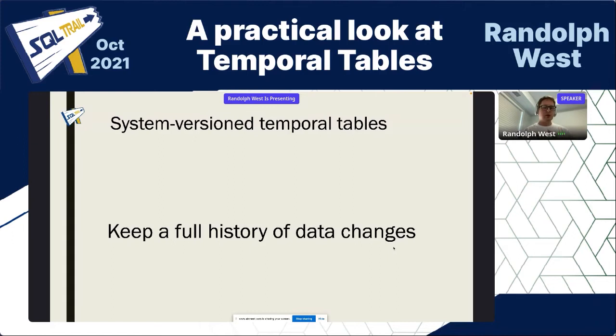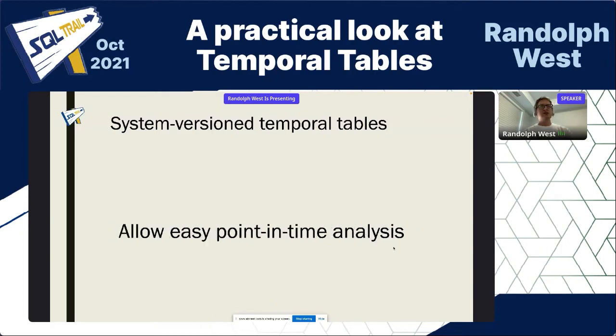And that history table is managed by the system. So that's why it's called system versioned. It keeps a full history of the data changes. It allows easy point-in-time analysis. So you can write a temporal select query, and I'll show you the keywords for that in the demo, and you can ask for data at a specific point in time. So that makes life very cool if you have to look up historic data.